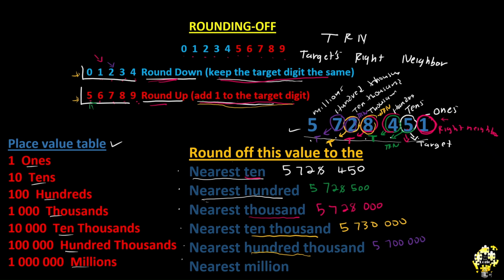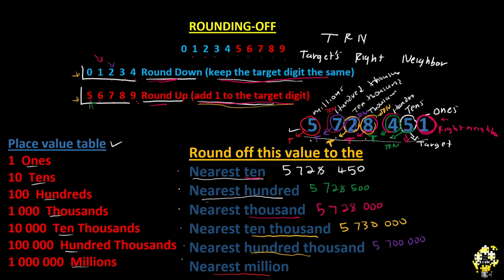Let's go to the last one. To the nearest million. Round off this value to the nearest million. Who is the target? It's the number that sits in the millions. It's this 5 here. Who is the target's right neighbor? This one is the target, and this 7 is the target's right neighbor.